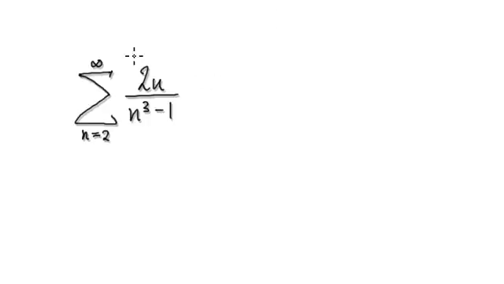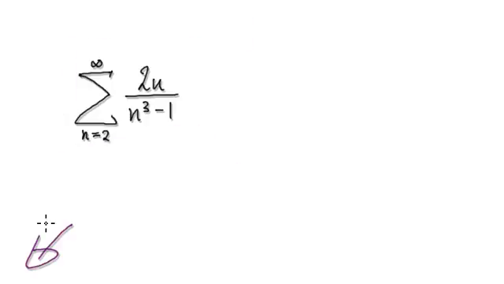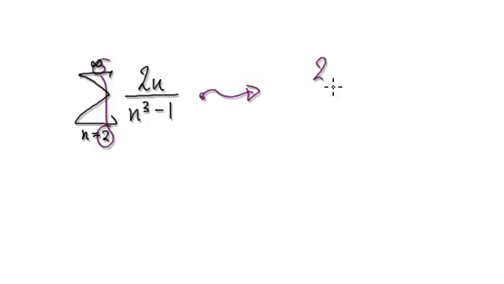Next question here. Determine if this series will converge or if it will diverge. Press pause and have a go. Okay, as n heads towards infinity, the numerator will act as 2n. The denominator will act as n to the power 3. That's the same as 2 over n squared.